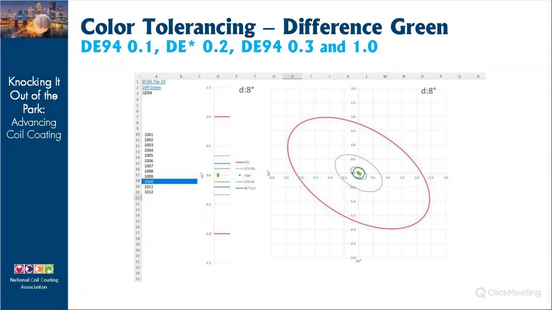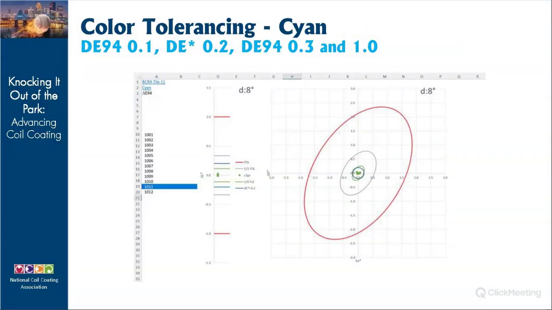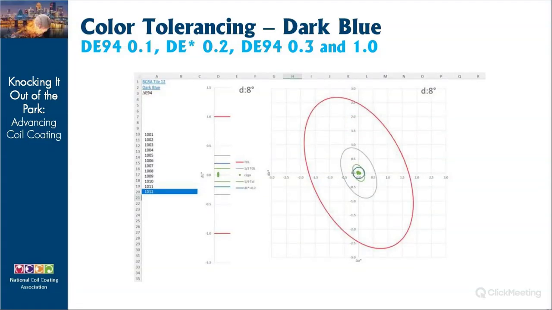And then the different screen in the BCRA tile set. Cyan, again, well within the 0.1 tolerance, and then dark blue. And you can see here, this is going along the chroma axis here. And the hue axis would be kind of this way.